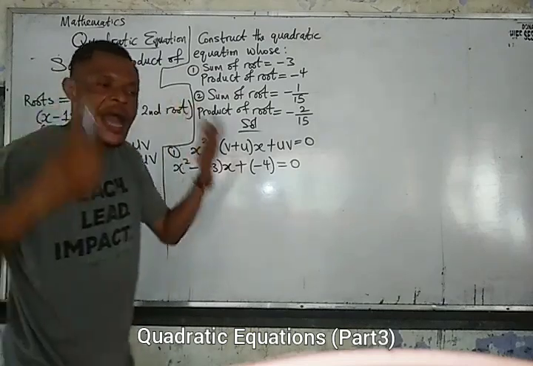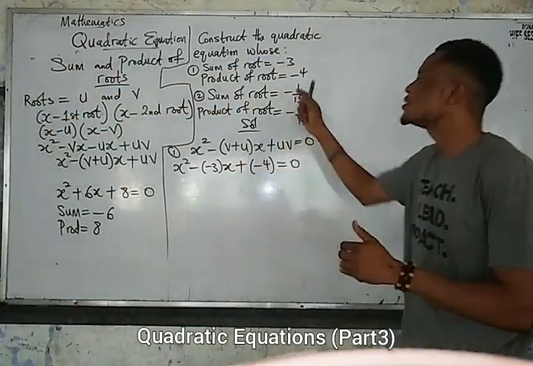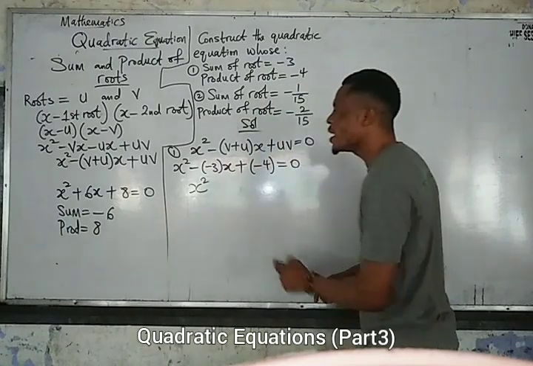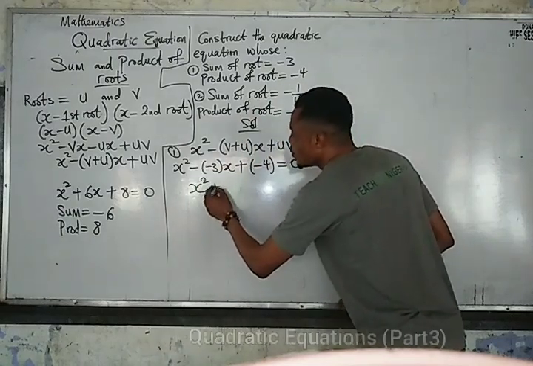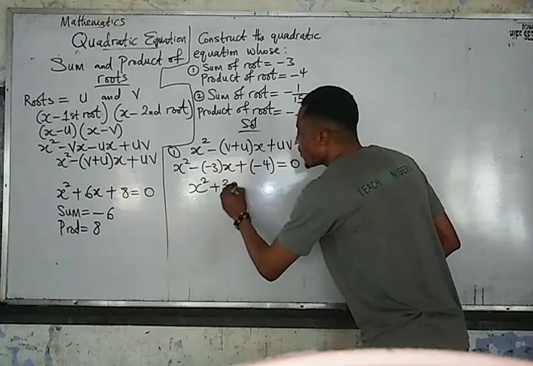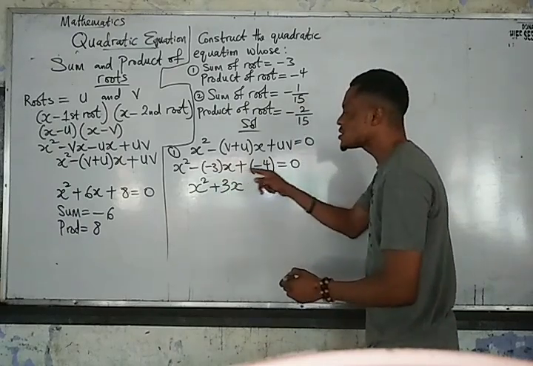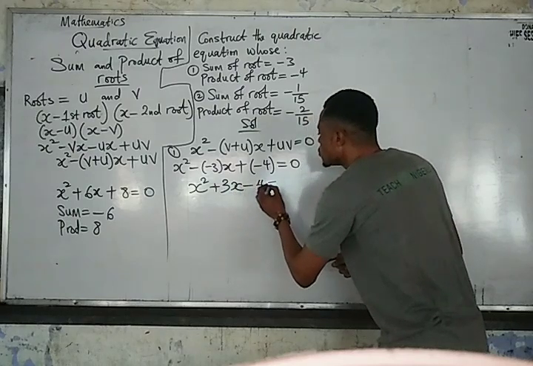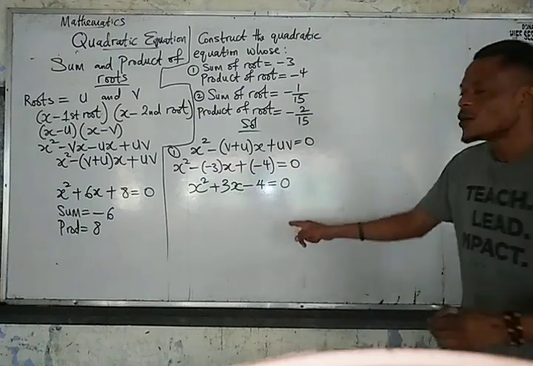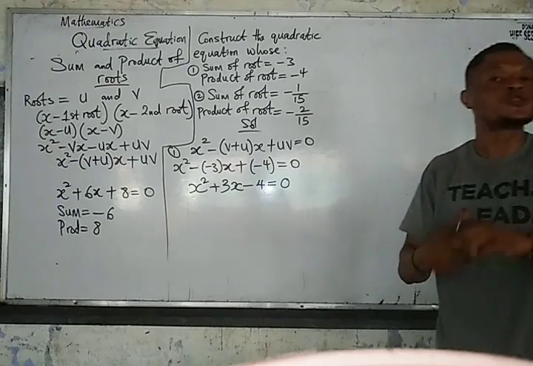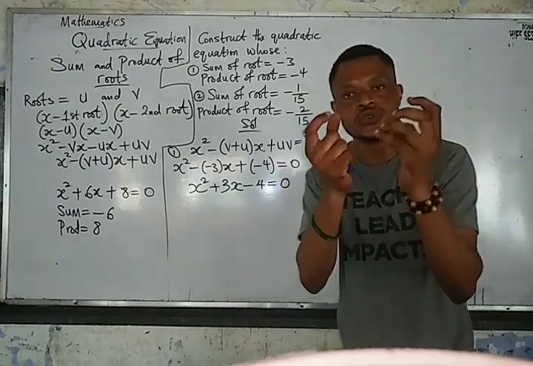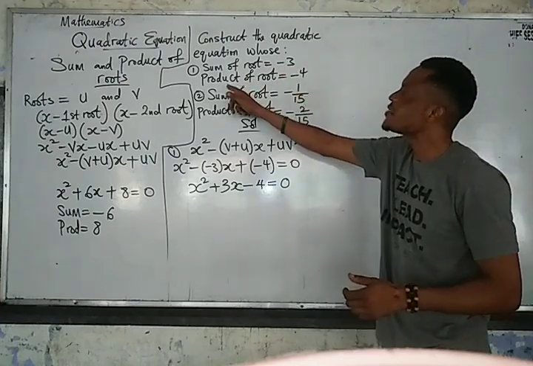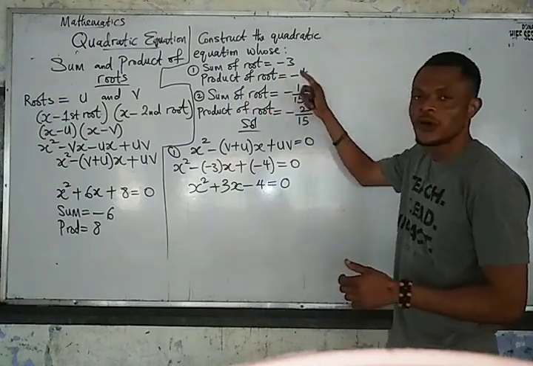We are trying to identify the quadratic equation that brought this. So we shall proceed by saying the equation will be x squared minus (minus 3) x plus (minus 4) equals 0. This was the equation that gave us two roots, which, by the time they summed them together, gave us minus 3, and by the time they multiplied them together, gave us minus 4.